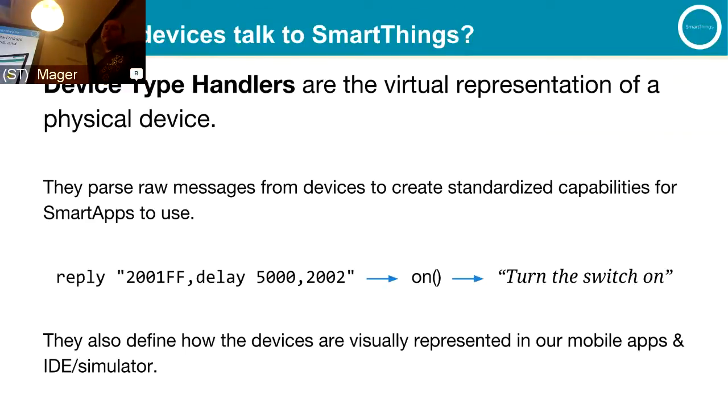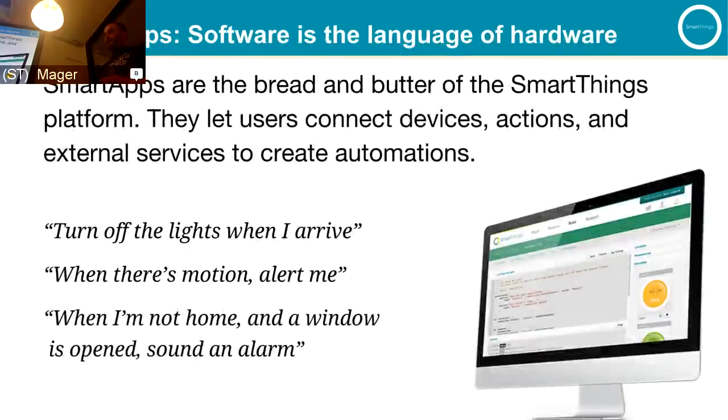Now, here's the reason you're here. SmartApps. SmartApps, I think, are the best part of the SmartThings platform. They're the bread and butter of SmartThings. They let users connect devices, actions, and external services to create automation. So stuff like turn off the lights when I arrive, or when there's motion, alert me, stuff like that.